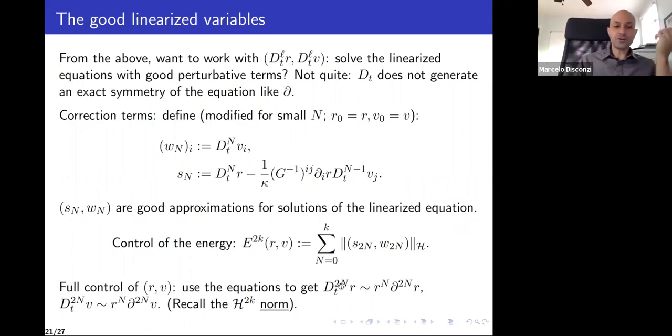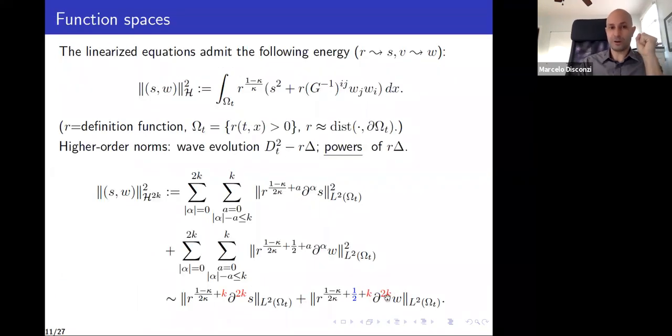But in the end, as I mentioned, you want to have estimates for the full derivatives, not only material derivatives. So if you recursively solve for the material derivatives in terms of spatial derivatives, you observe some kind of structure, that 2n material derivatives can be traded essentially by 2n spatial derivatives with a weight r to the n. So you want to make this idea rigorous, and you notice that this structure r to the n times 2n derivatives is exactly what appeared in the norm that I was mentioning before. So you can start seeing how all these things start coming together now.